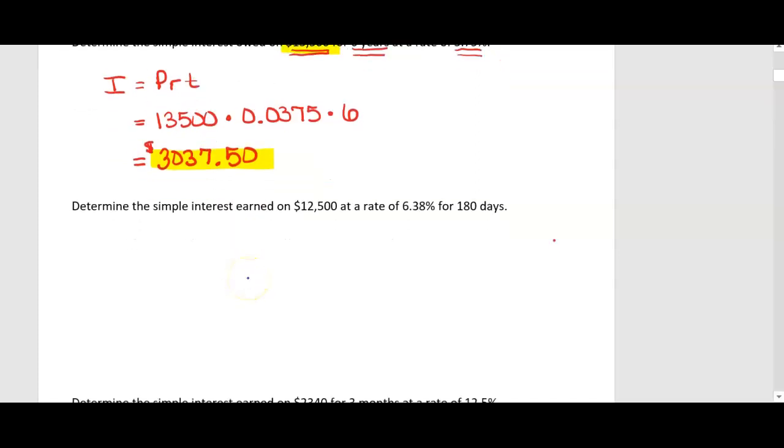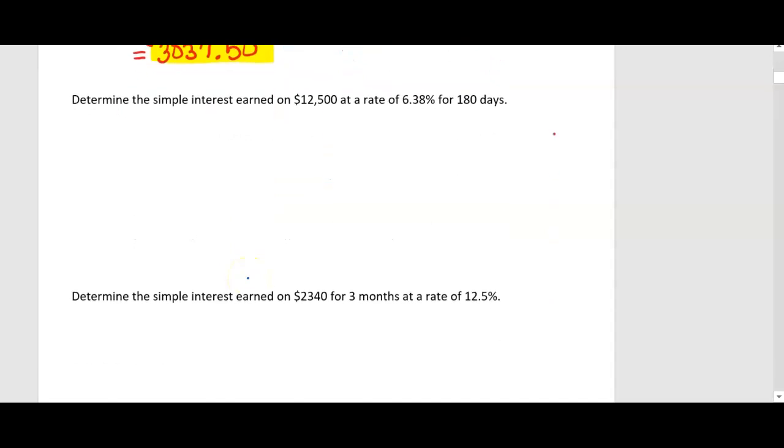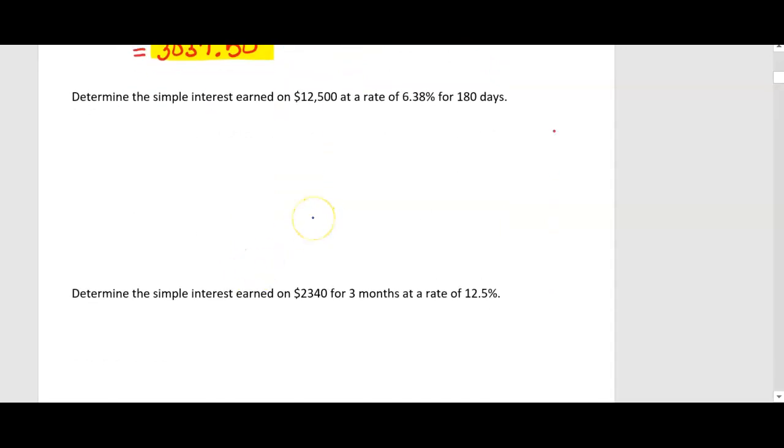Let's look at another one. Now we're getting to a couple of problems where I'm not going to be given the time in years. So how do we convert that? All right, so I'm still finding simple interest. I am borrowing $12,500 at a rate of 6.38%, and I'm only going to borrow that for 180 days, so not even an entire year. So the first thing I'm going to do is change my percentage to a decimal. If I move that decimal point 2 places to the left, it gives me 0.0638.